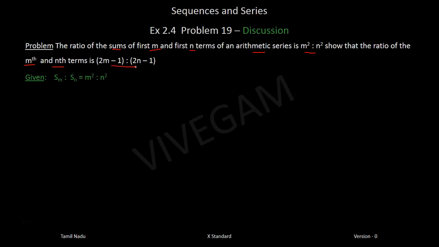Okay, let's list it. Sm is to Sn equal to m square is to n square, or Sm divided by Sn is m square by n square. What are we asked to calculate? Tm is to Tn equal to 2m minus 1 is to 2n minus 1.